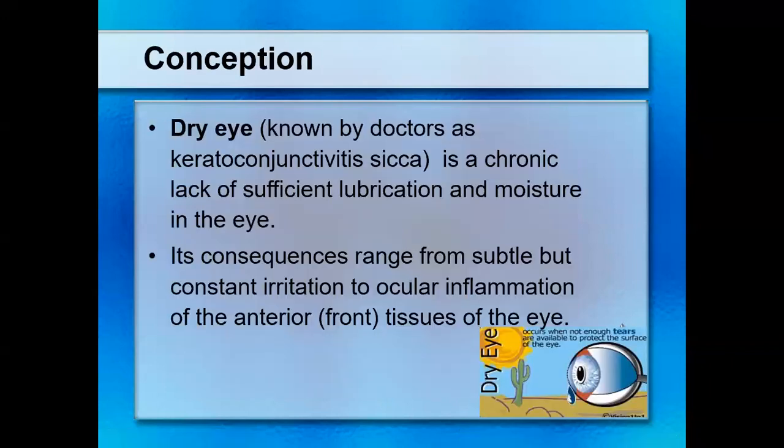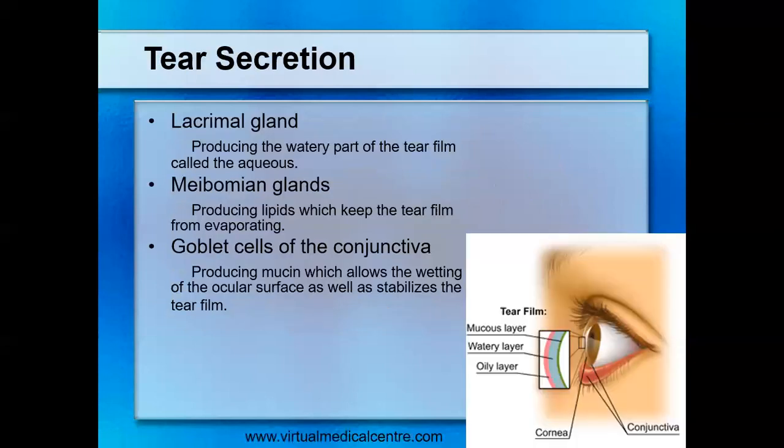So dry eye is also called keratoconjunctivitis sicca, KCS. It's a chronic lack of sufficient lubrication and moisture in the eye. Its consequences range from subtle irritation to ocular inflammation of the eye. Keep a basic concept in your mind that dry eye is basically a deficiency of the tear film in the eye. In a single line, it's a deficiency of the tear film in the eye, which makes the eye dry. Okay, and then this dry eye becomes exposed to different bacteria, viruses, and fungi, and they can cause infection.